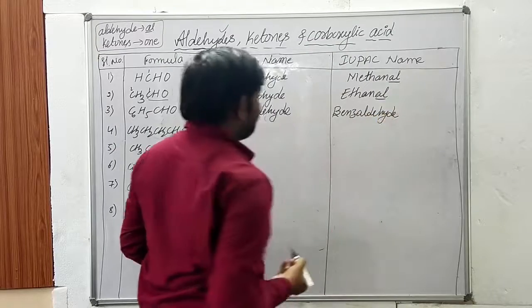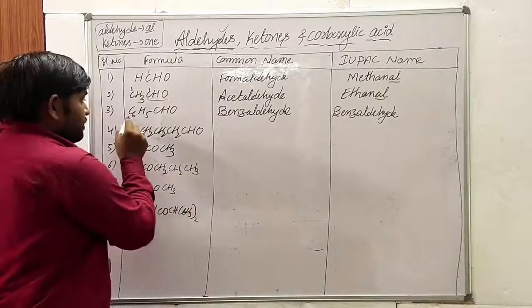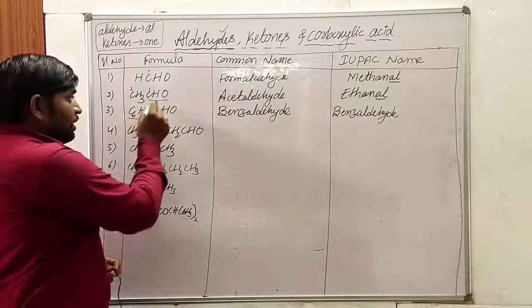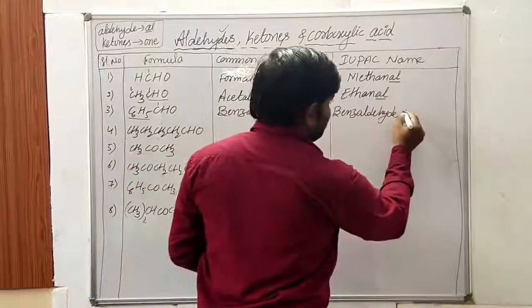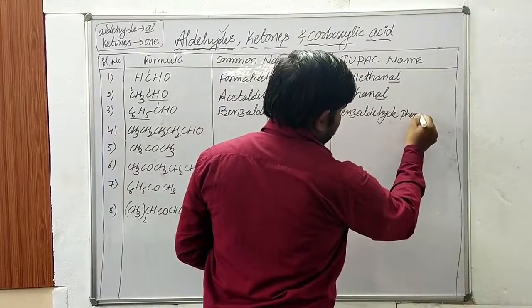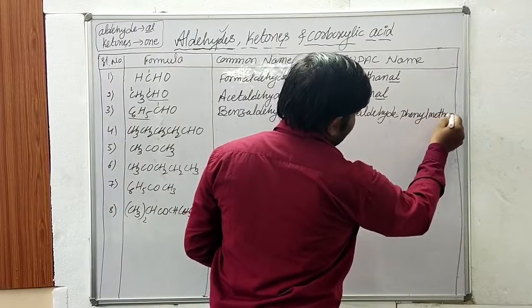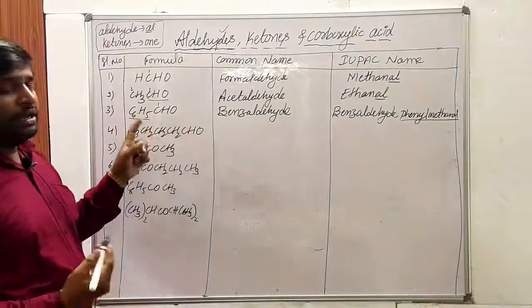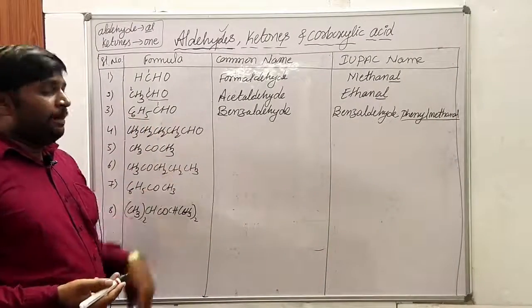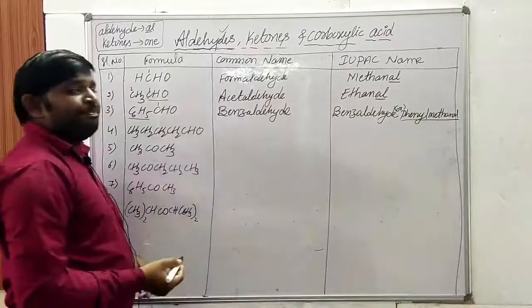One more name for this is phenylmethanal. Here the phenyl group is present, and one carbon atom is there. Phenylmethanal is the IUPAC name of this molecule. So benzaldehyde, or either phenylmethanal. You can also write phenylmethanal.